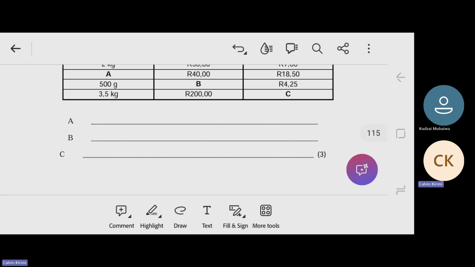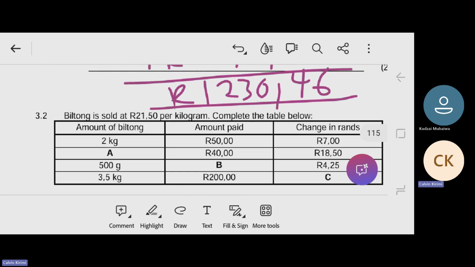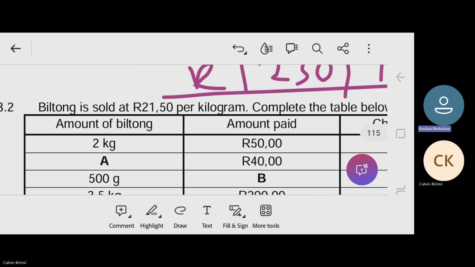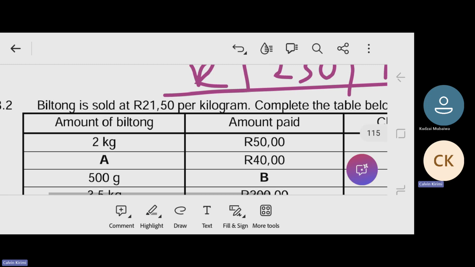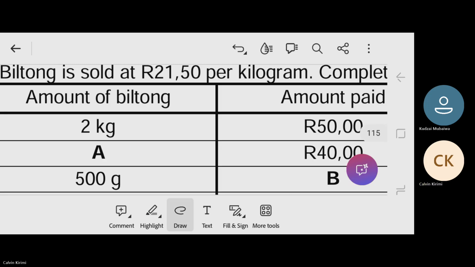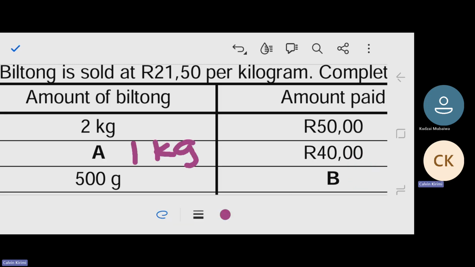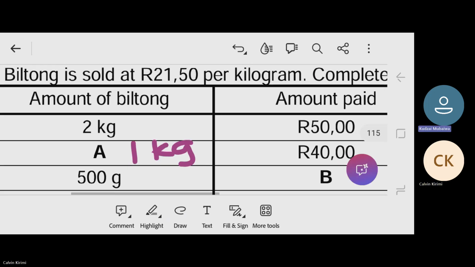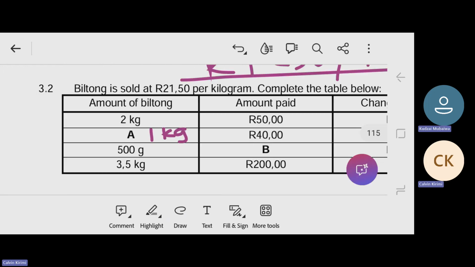21 rand 50 cents is 1 kilogram, isn't it? Yes, sir. This person paid 21 rand 50 cents, which means he got 1 kilogram. That's why there we are putting 1 kg. Any question? No, sir. Let's go to B.